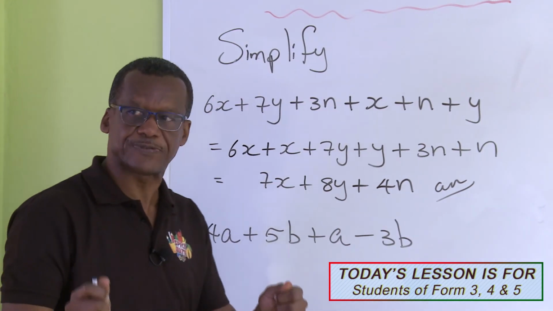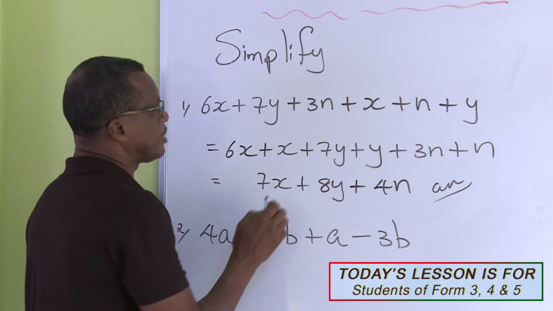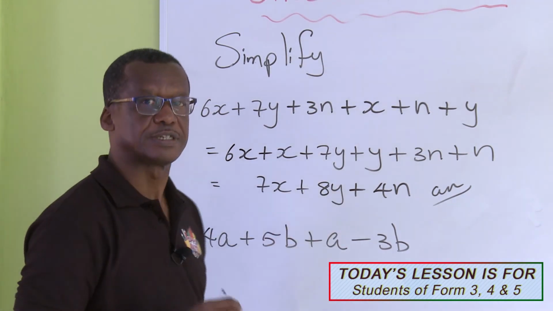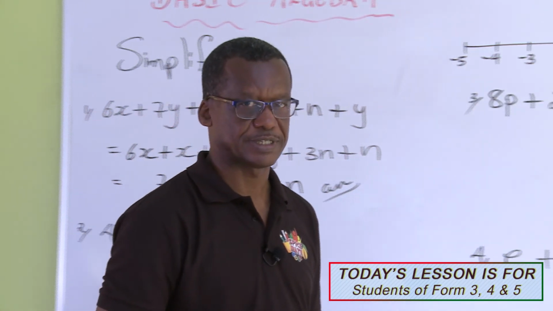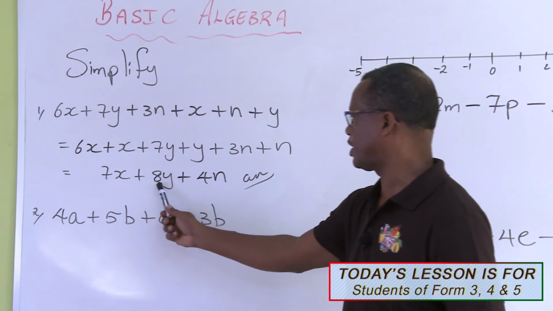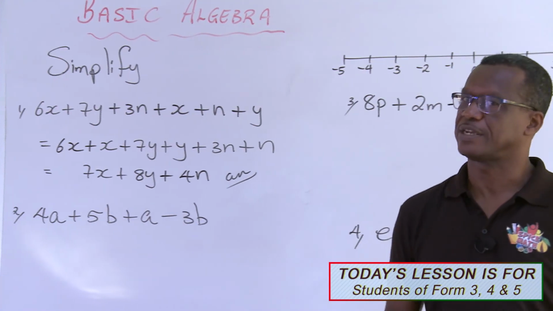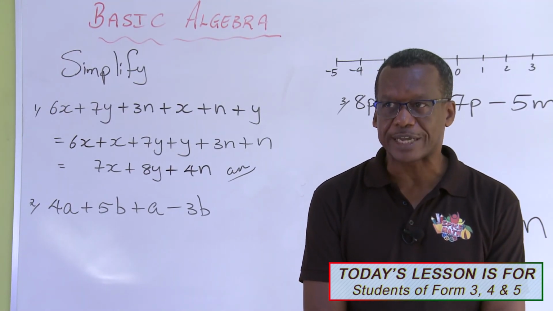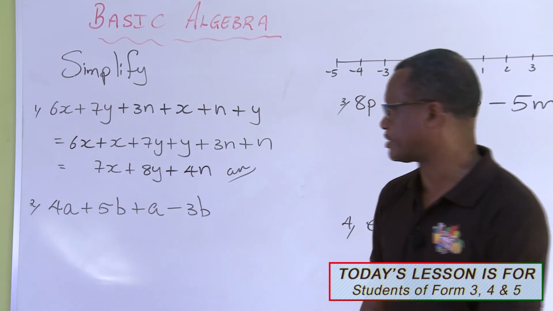Now this cannot be simplified further because all the terms here are different terms. And that expression, 7x plus 8y plus 4n, has no like terms in it. And that would be our answer. Let's go to the second one.